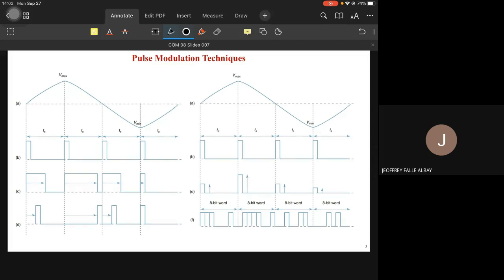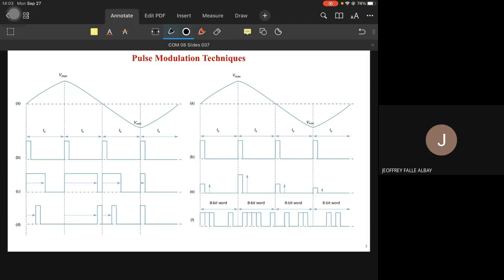To give us a bird's eye view of what to expect, we'll try to look at the output signal of various pulse modulation techniques. Okay? Pulse modulation techniques, yeah. So we have how many? 4. So we have 4 main ones. Okay. Kaning C, D, E, and F.